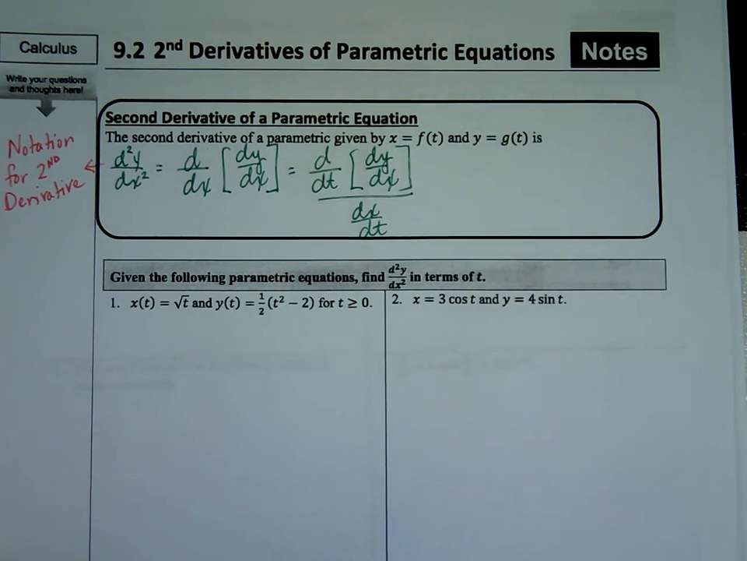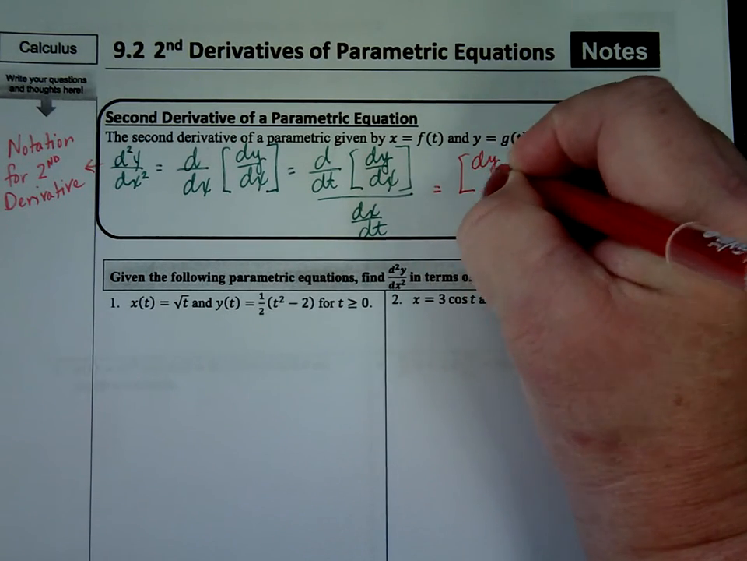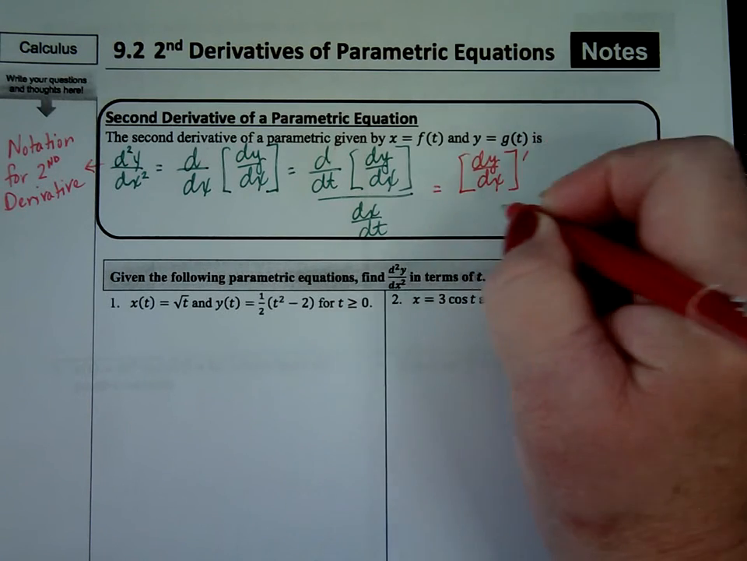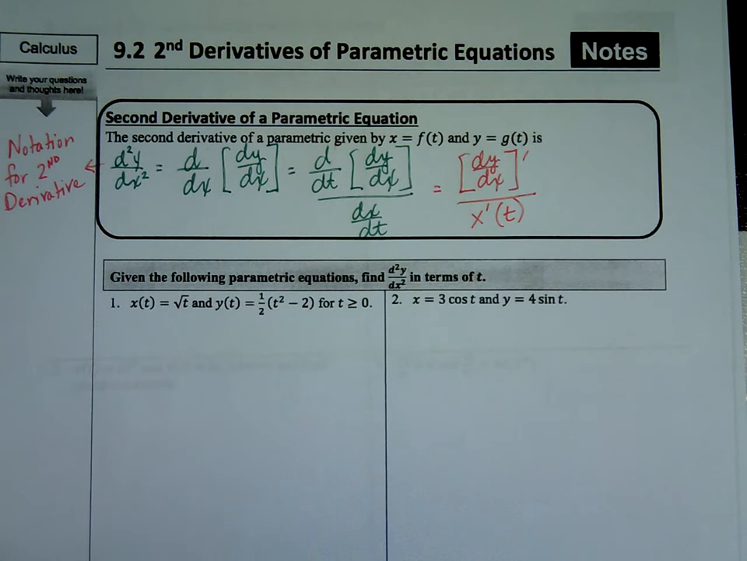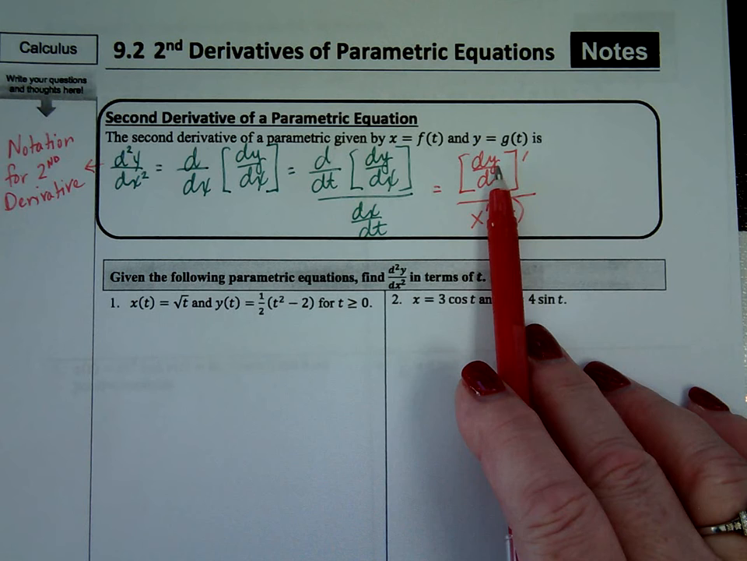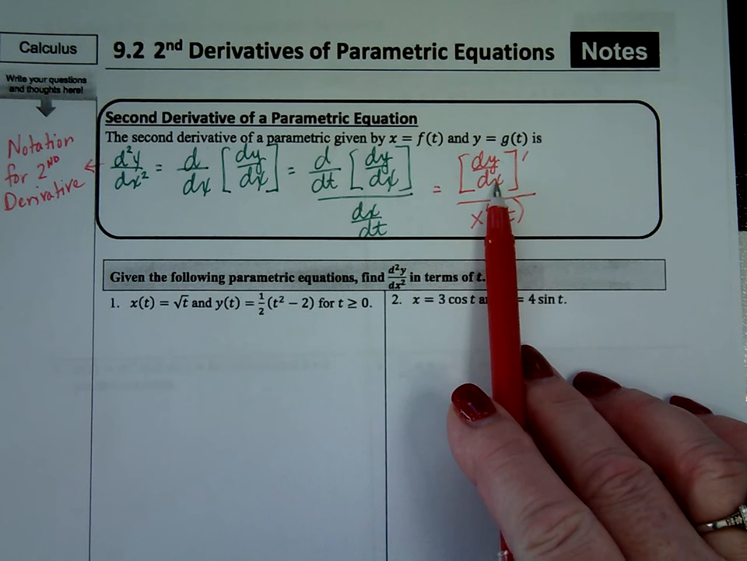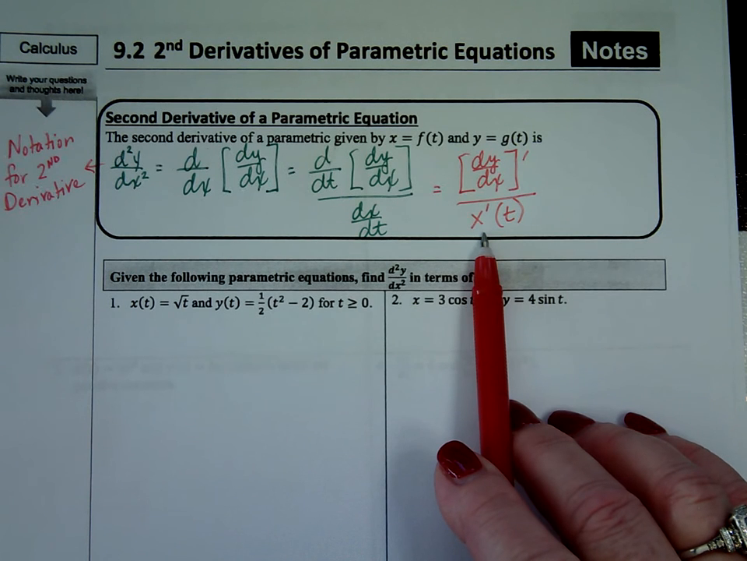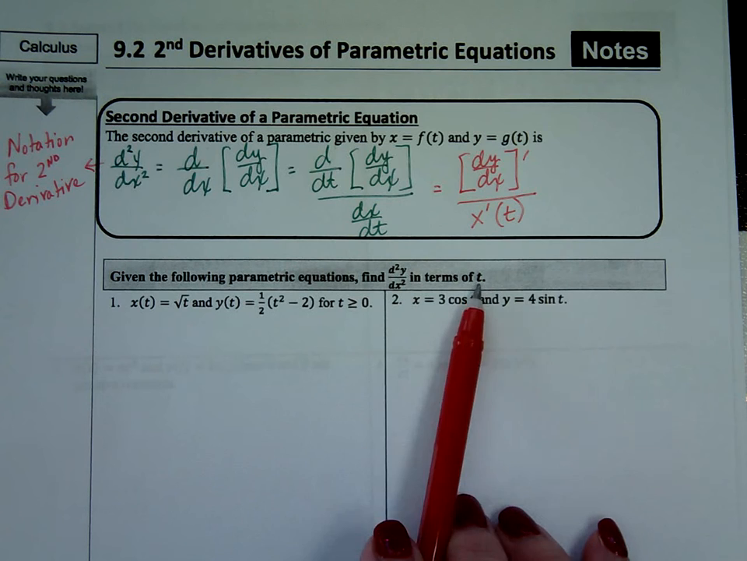All right, so here's ultimately what we're going to get to. Equals, I'll put it in red, dy over dx, take the derivative, and divide it by x prime of t, the derivative of the x parametric equation. You remember last section, we talked about how to find dy over dx. So it's dy over dt divided by dx over dt, and then that's divided by dx over dt. It's kind of like a complex fraction in a sense. So really this whole thing is, given the following parametric equations, find the second derivative in terms of t.